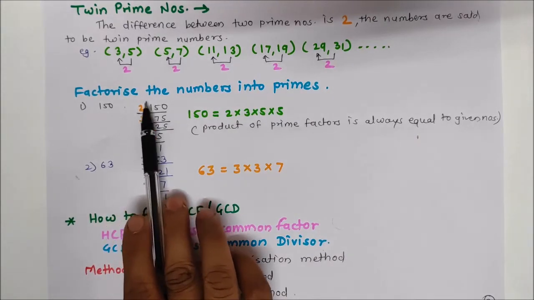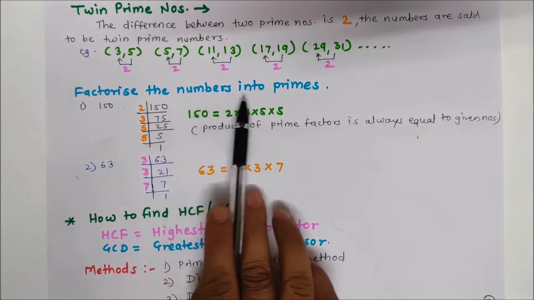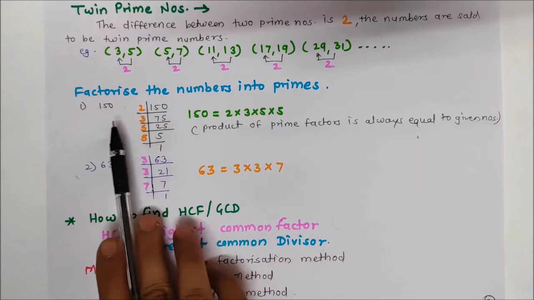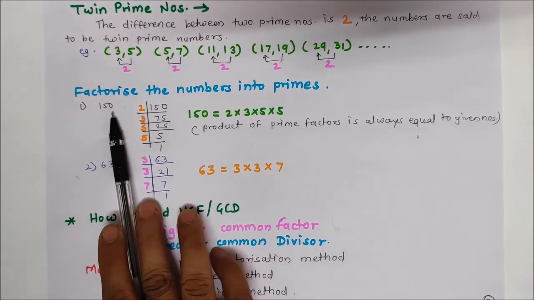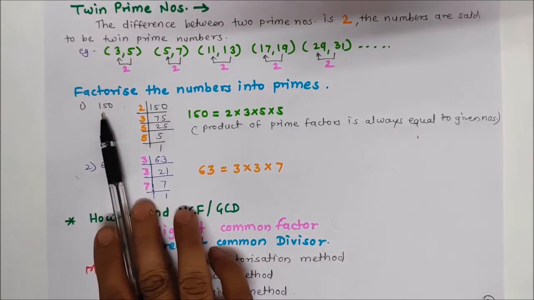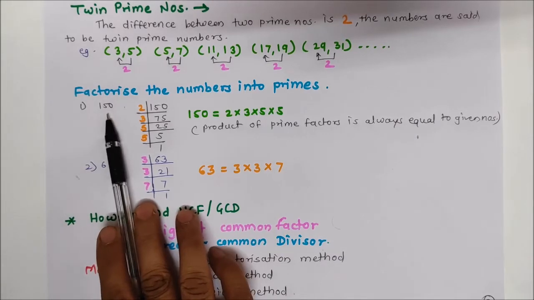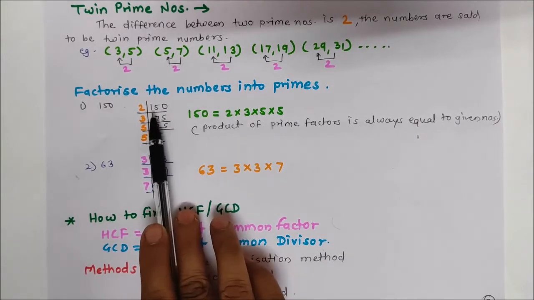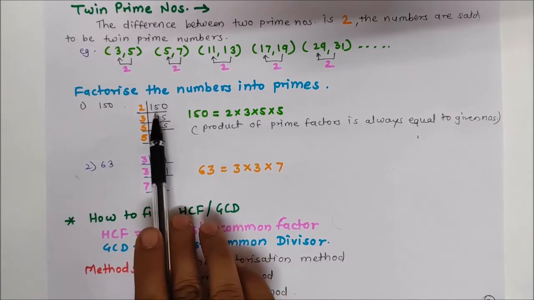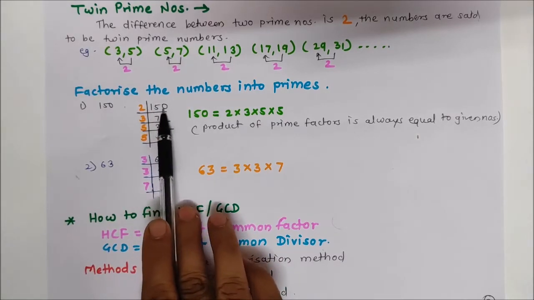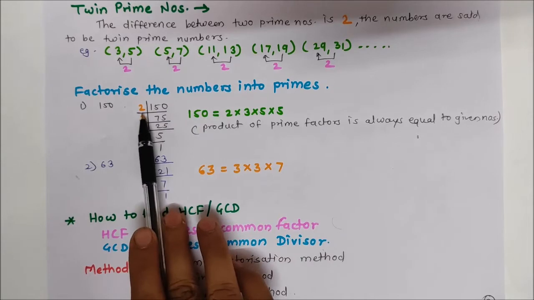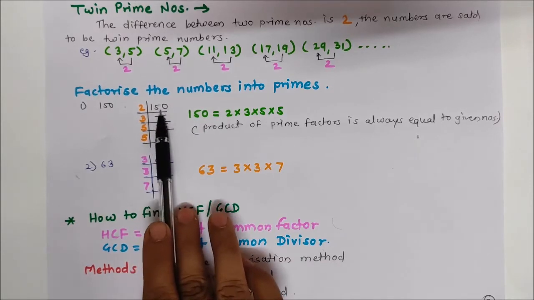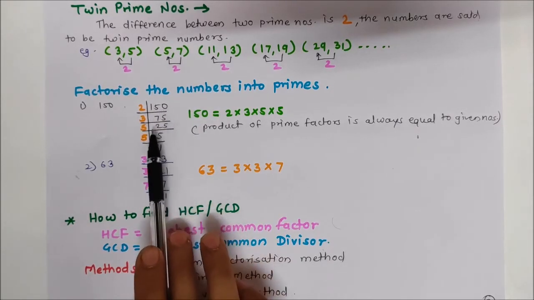Now let us learn how to find the prime factors of numbers. We have to find the prime factors of the number 150. Here 150 is an even number. That's why it is divisible by 2. 2 sevens are 14, 1 is remaining. 2 fives are 10.